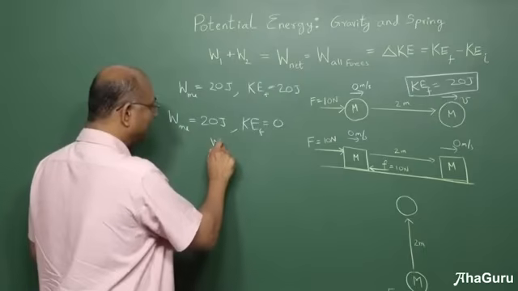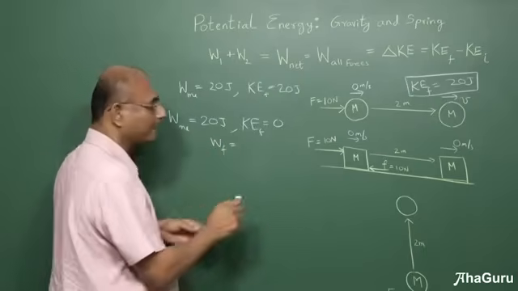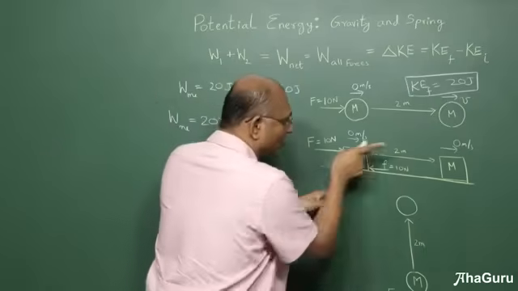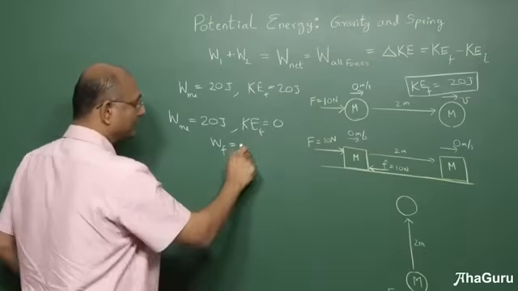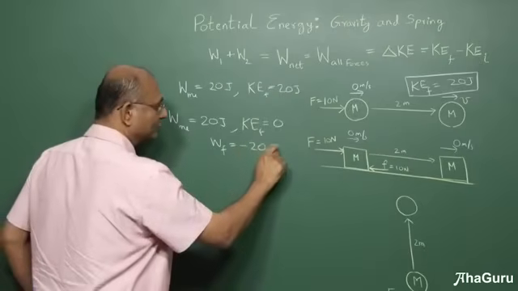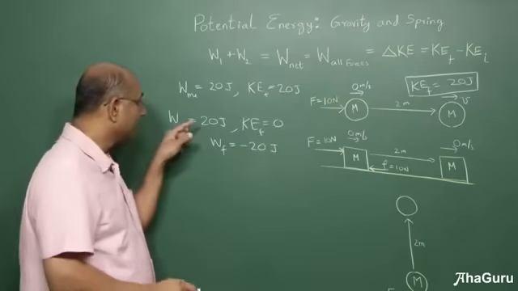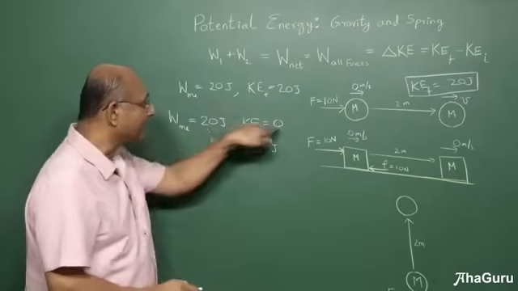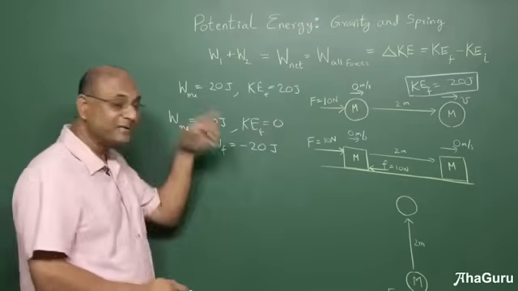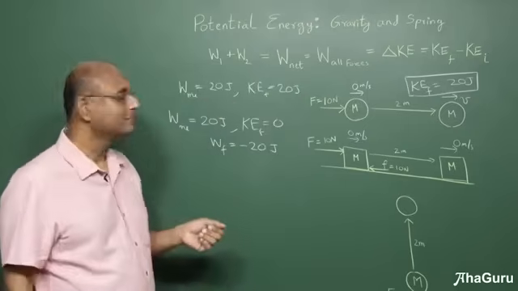So what is the work done by friction? 10 in the opposite direction, so 10 into 2, minus 20 joules. Can you see that this energy did not go to kinetic energy? It went to friction eating up the energy.